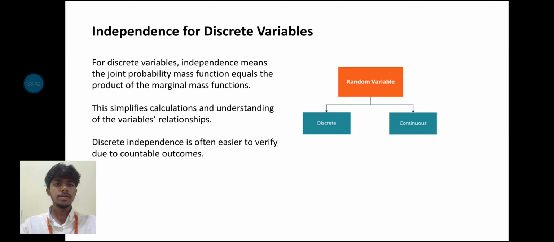Independence for discrete variables. For discrete variables, independence means the joint probability mass function equals the product of the marginal mass functions. This simplifies calculation and understanding of variable relationships. Discrete independence is often easier to verify due to countable outcomes.